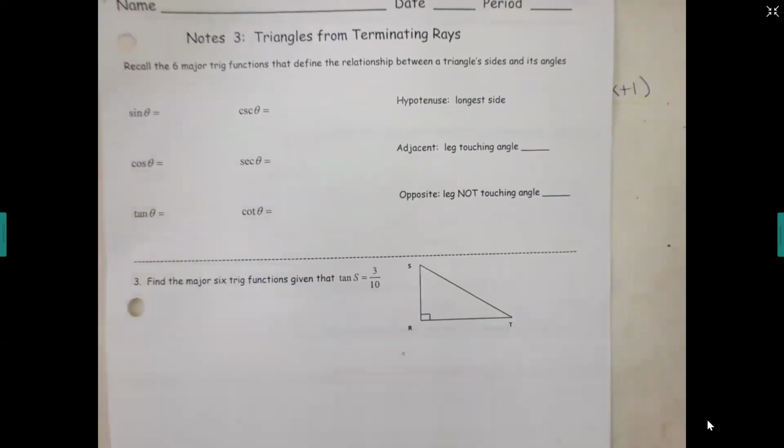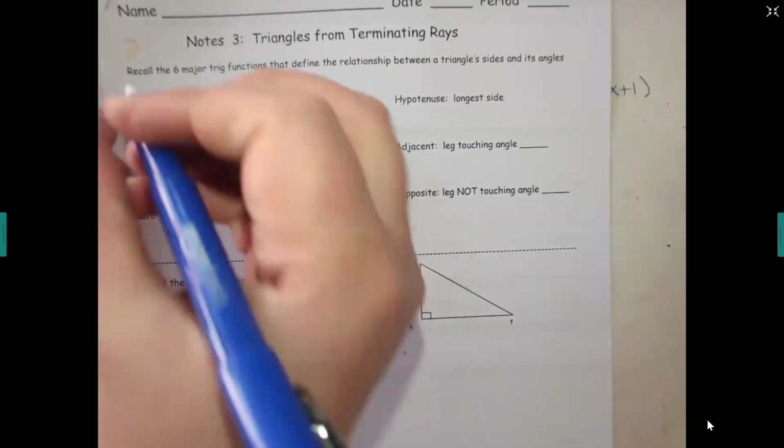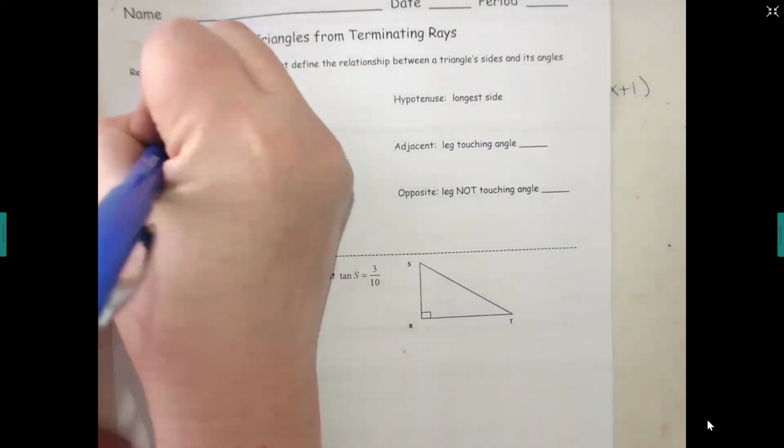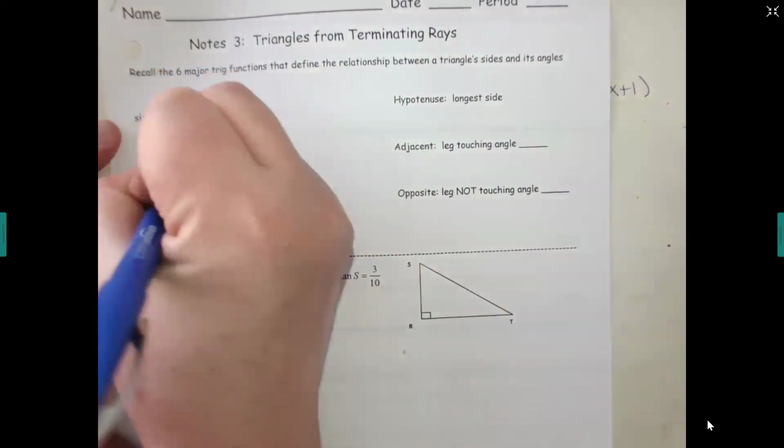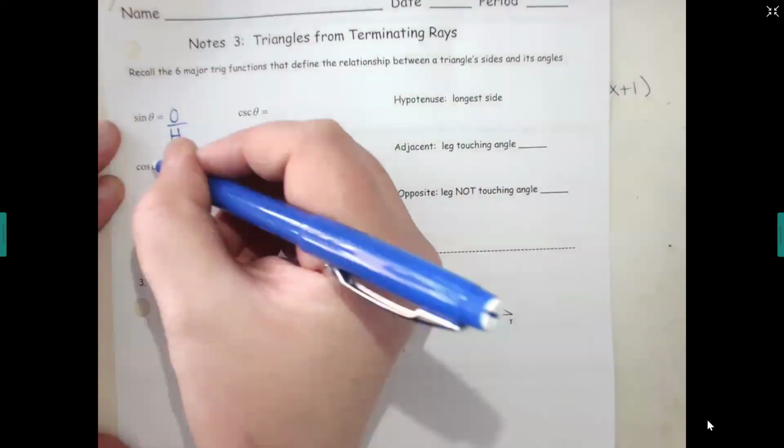Okay, so from last time, will you write down the ratios for sine, cosine, tangent? Okay, so what I mean by that is that sine is O over H. What about cosine? A over H. Okay, A over H. Tangent. Oh, SOHCAHTOA.